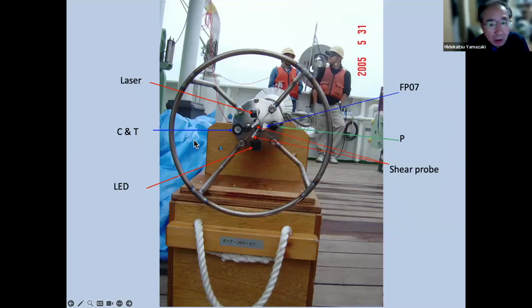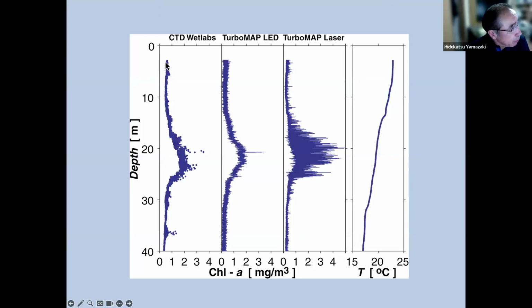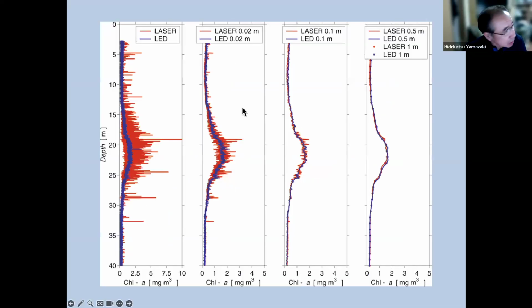So I have two fluorescence probes, centimeter scale and millimeter scale. This shows an example comparing CTD fluorescence data against LED, centimeter scale, and this is millimeter scale. Centimeter scale is quite less intermittent than the laser fluorescence probe, millimeter scale. And also another interesting feature the laser probe detected was that variance is different from layer to layer. LED couldn't resolve that.